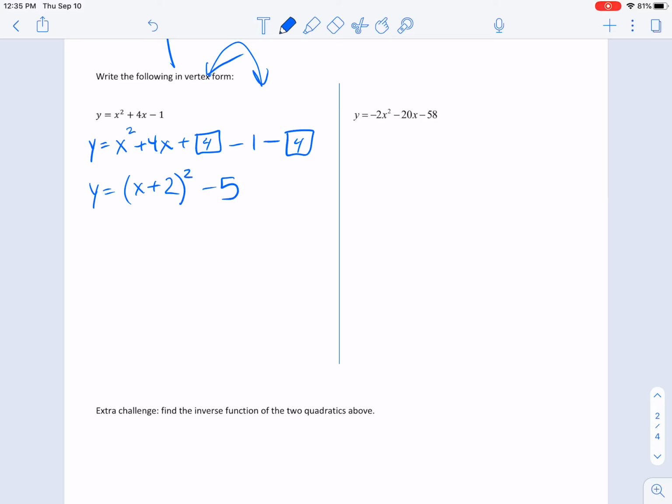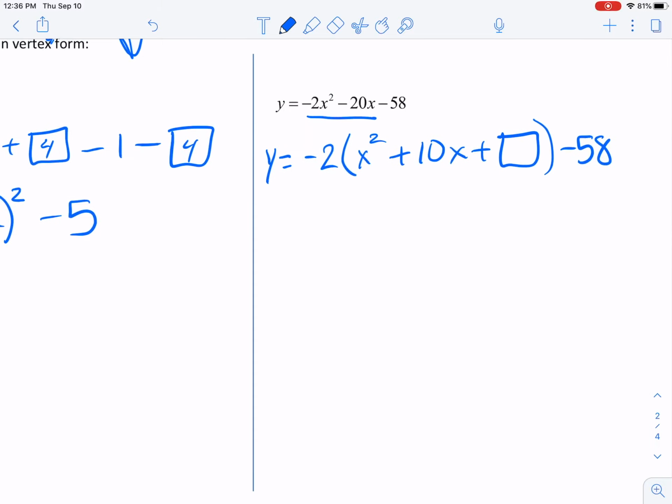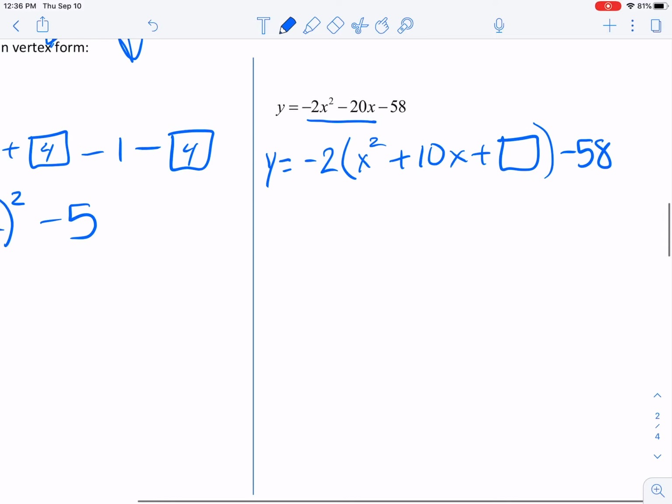The other one is a little bit more involved, but not much. We're going to factor out a 2. I'm just going to factor it out of these two terms and not the last one. So that's x squared, this becomes a positive 10x plus a box, minus 58. Now notice I have a negative 2 times box. So what I need to do is the opposite. I need to add 0.